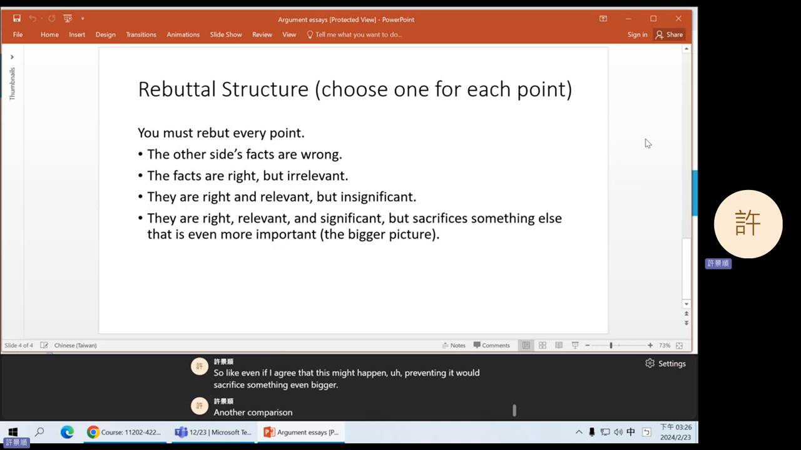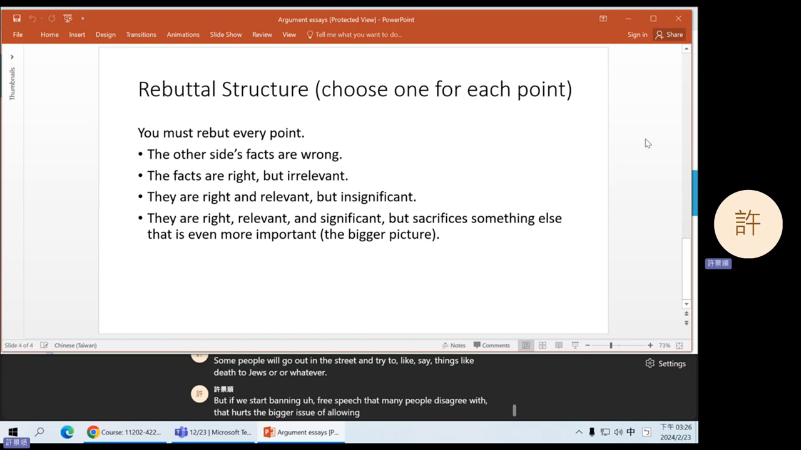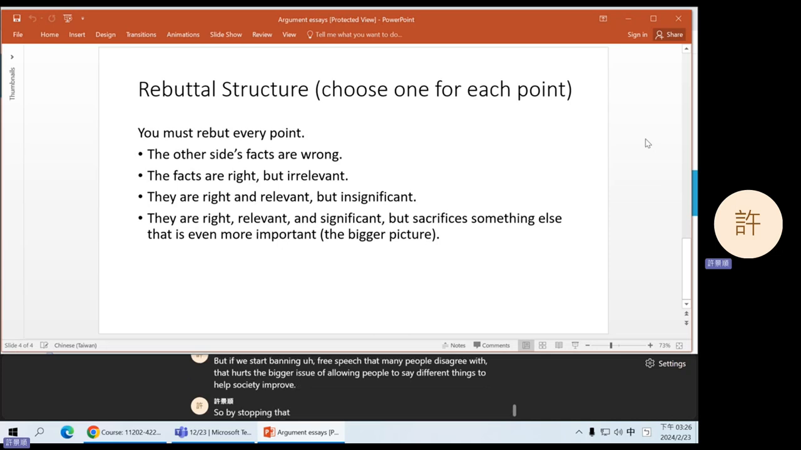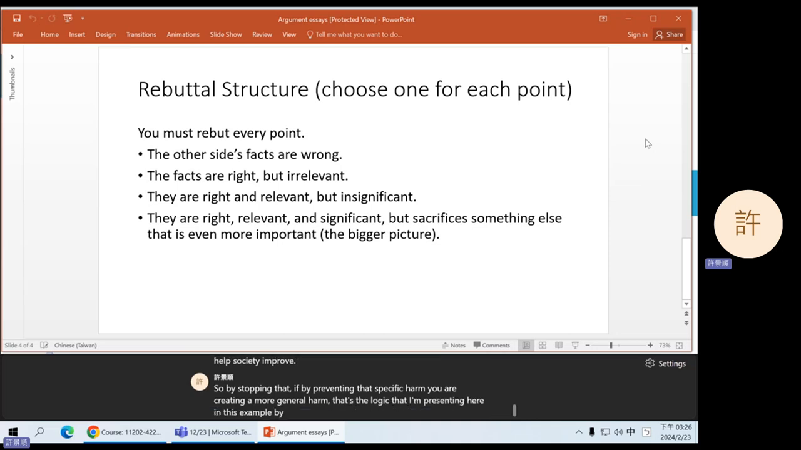Okay, another comparison would be with free speech. Yes, some people will abuse their right to free speech. Some people will go out in the street and try to say things like death to Jews or whatever. But if we start banning free speech that many people disagree with, that hurts the bigger issue of allowing people to say different things to help society improve. So by preventing that specific harm, you are creating a more general harm. That's the logic that I'm presenting here in this example. By preventing the specific harms of some women abusing their right to abortion, you would be creating a greater harm for most women who are not abusing their right to abortion.